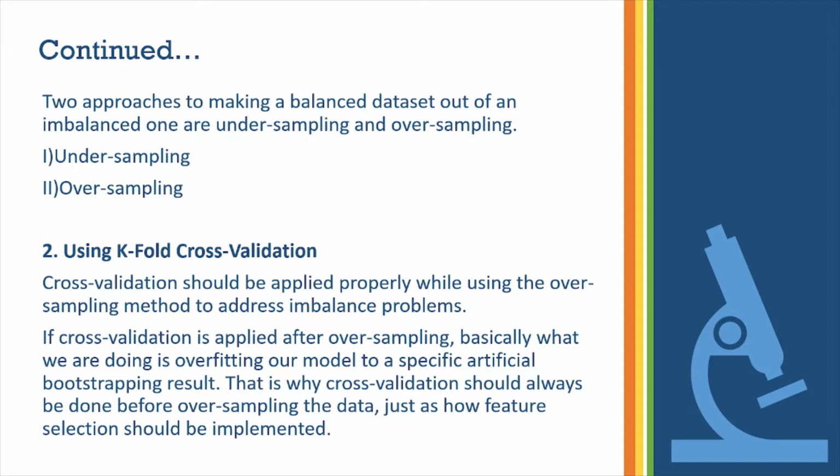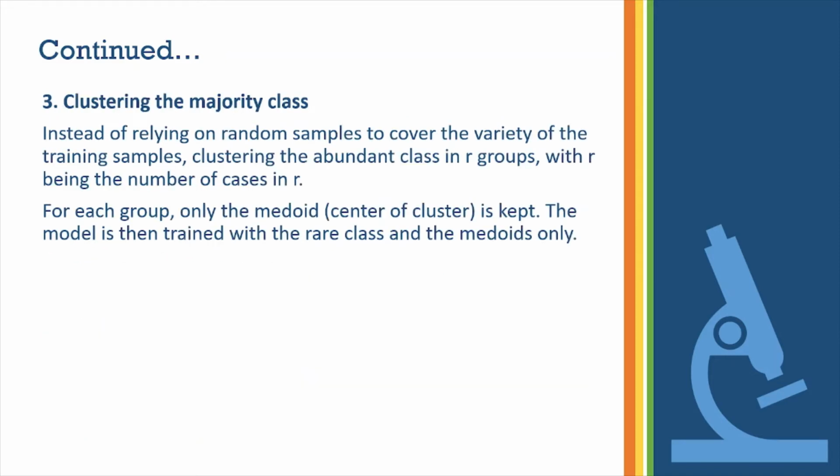The second method is using k-fold cross-validation. The cross-validation should be applied properly while using the oversampling method to address imbalance problems. If cross-validation is applied after oversampling, basically what we are doing is overfitting our model to a specific artificial bootstrapping result. That is why cross-validation should always be done before oversampling the data, just as how feature selection should be implemented. And the last method is clustering the majority class.